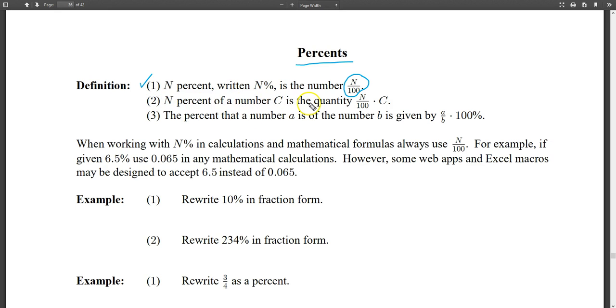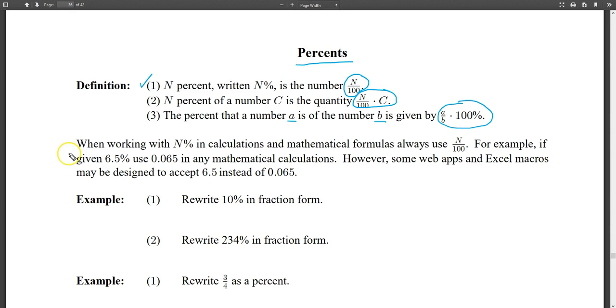n% of the number c is the quantity n over 100 times c. So that's how you calculate n% of a number c. And the percent that a number a is of the number b is given by a divided by b times 100%. This will turn it into a percent when you multiply by 100.